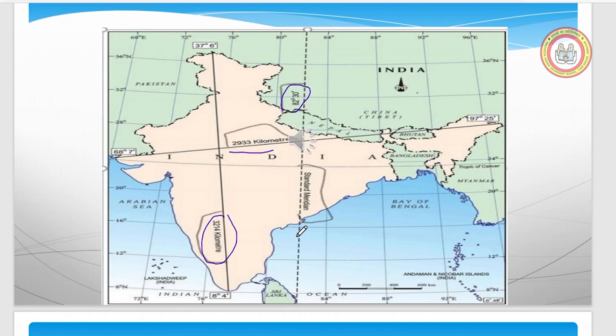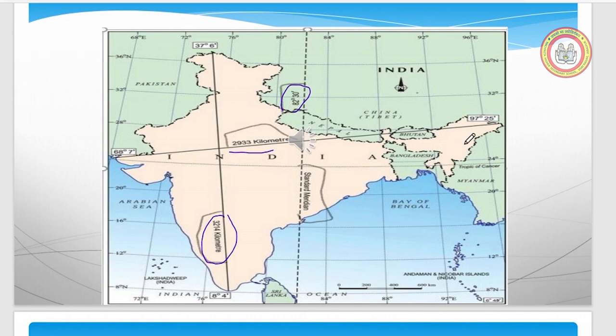The standard meridian of India is situated in the center of all the longitudes and latitudes in which our country is located. Indian Standard Time, that is IST, is calculated on the basis of this longitude. Which longitude? The standard meridian of India.